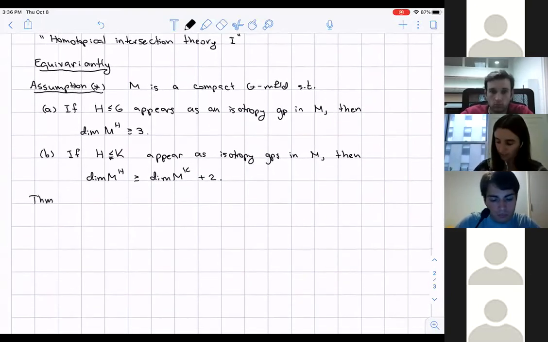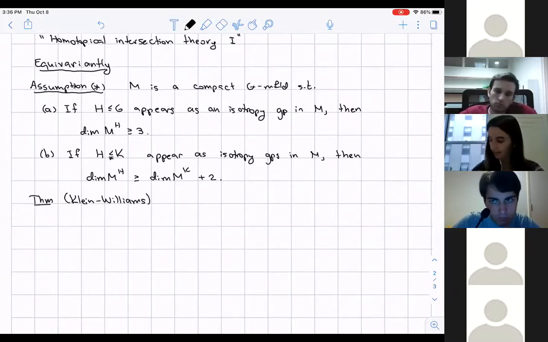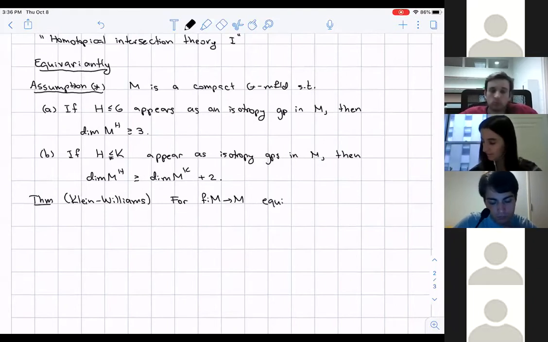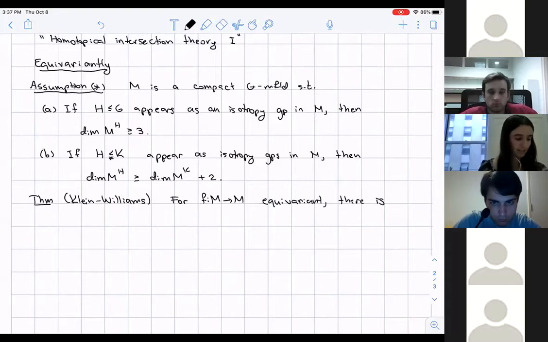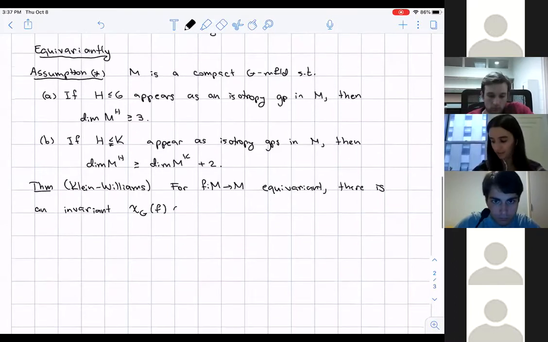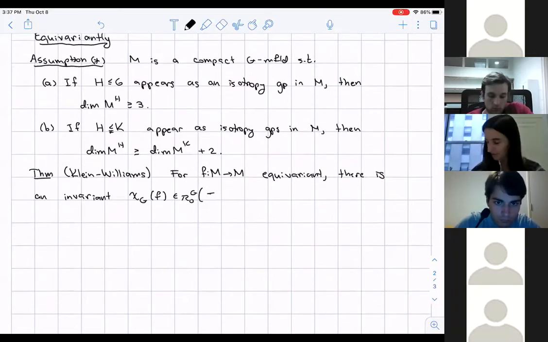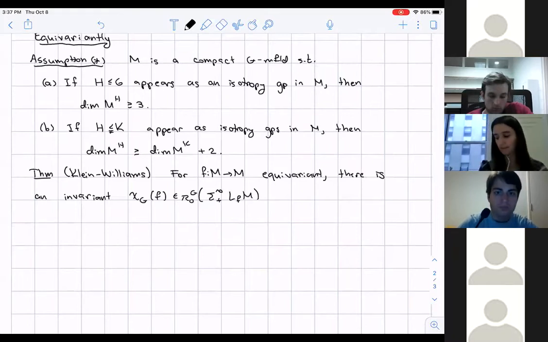So then the theorem, which is again due to Klang and Williams, at least in this formulation, is that for f from M to M, where M is a G manifold, so let's say equivariant, there is an invariant, let's denote it chi_G(f) because it's an equivariant invariant now, and it lives in the zeroth pi_G of the suspension spectrum of LF of M.